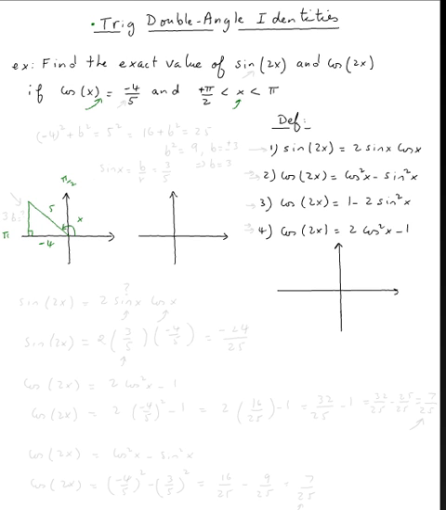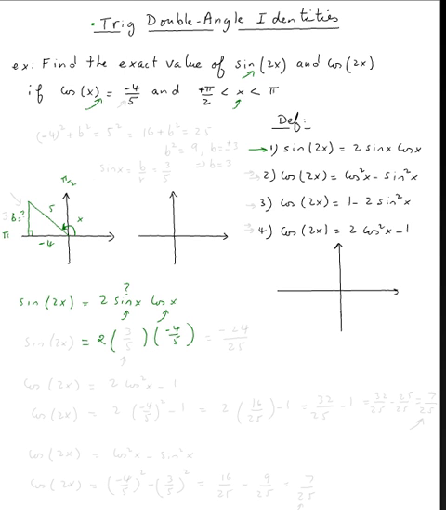I'm looking for sine of 2x. So let's start. Let me write it down here. Sine of 2x, I'll start writing the definition first. Sine of 2x is equal to 2 sine x cosine x. Do I have sine x? No. Do I have cosine x? Yes, it's given. So in other words, I need to find sine x, but I do have cosine x. So I need to find sine of this angle x. So all I need is to find my b.